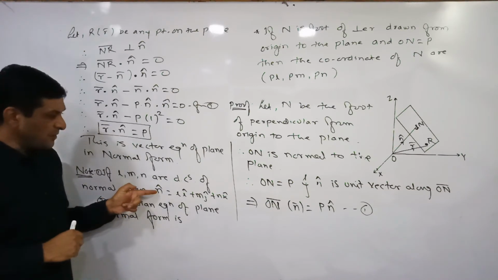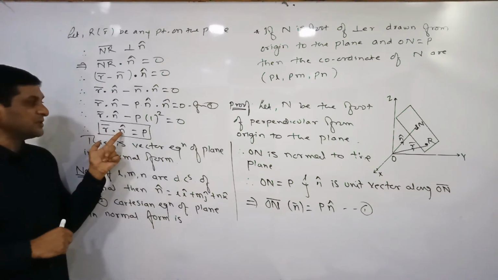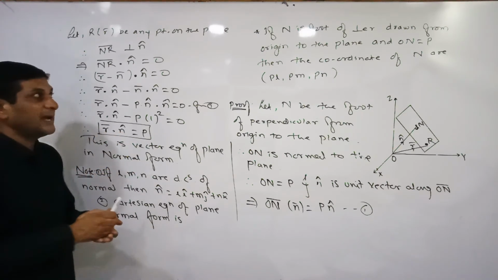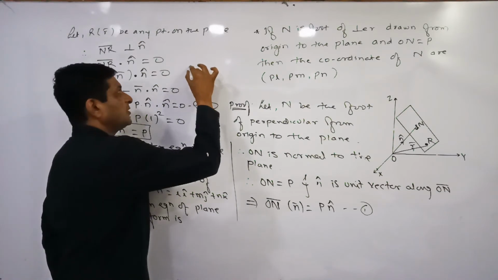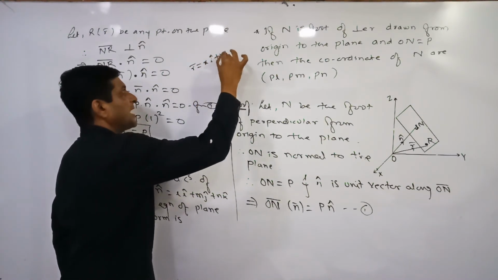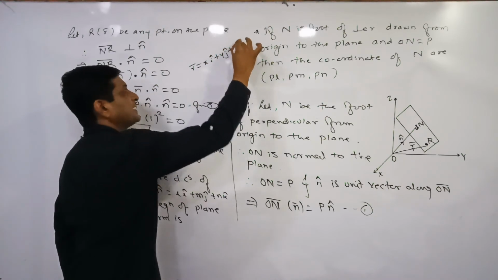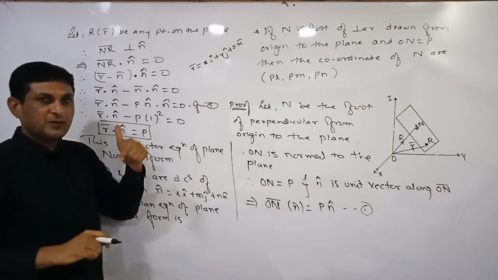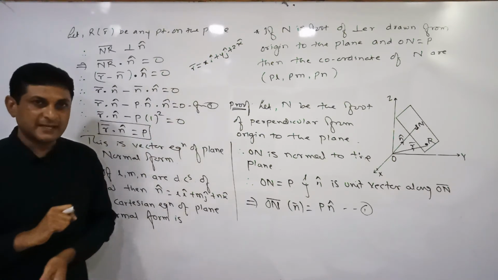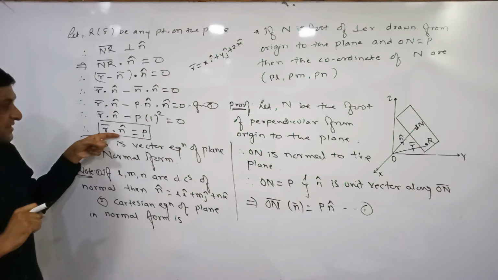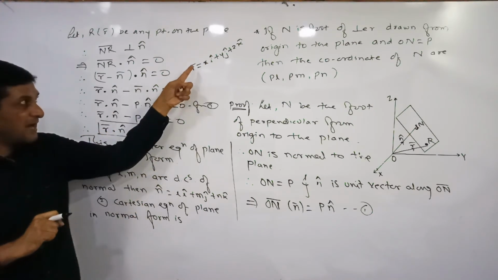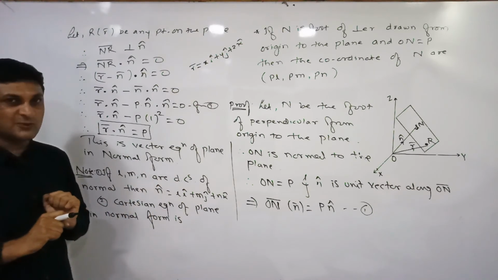So once the value of n cap is known to us, we substitute the value of n cap here, and r bar is what? Any point on the plane, and generally any point on the plane is defined as xi cap plus yj cap plus zk cap, isn't it? x, y, z are the coordinates of any point, so r bar will be xi cap plus yj cap plus zk cap. Now on the left hand side, we have to take the dot product of r bar and n cap. The value of r bar is known to us, n cap is also known to us.